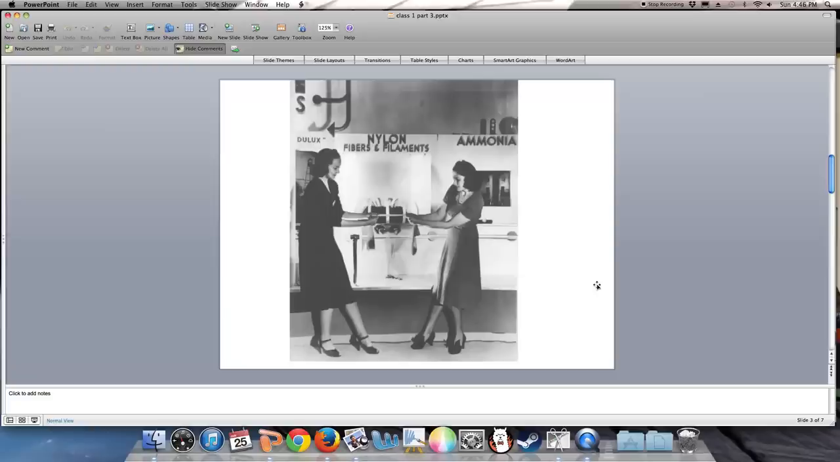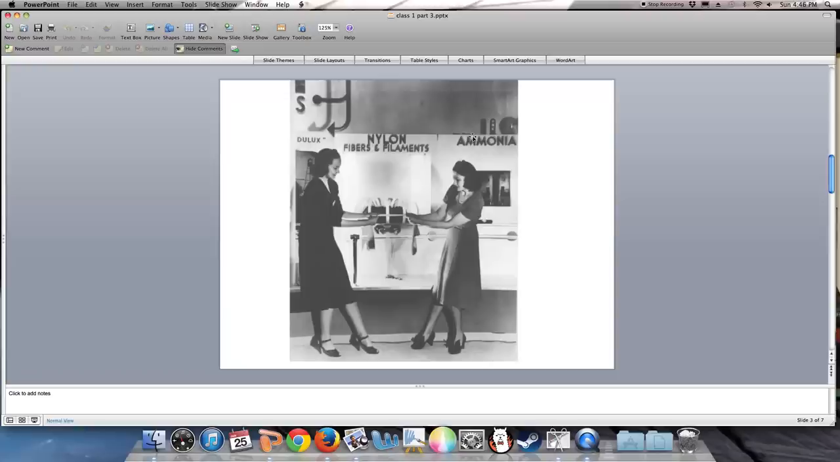and nylon stockings. Now you know that stockings from silk and other materials tend to snag, they tend to run, they tend to wear out, but nylon is not prone to those things. And here you see two women at the DuPont Pavilion demonstrating how tough a nylon stocking is. This was very big news.